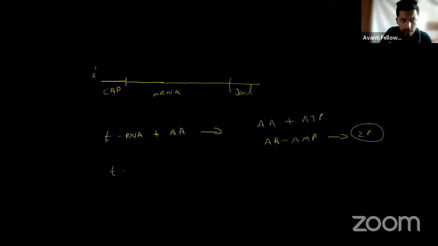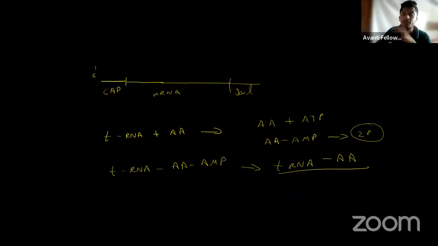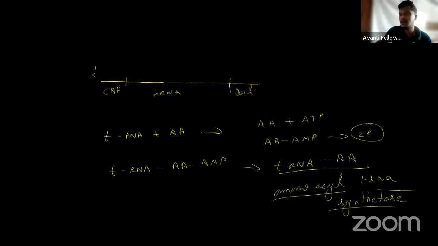Now, what will happen? This tRNA and the amino acid AMP complex will come together and become a tRNA and amino acid complex. This tRNA and amino acid union is facilitated by an enzyme called aminoacyl tRNA synthetase. You have to remember this because naturally we tend to forget some sensitive information. Okay, so this is done.